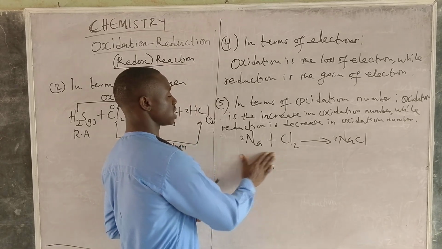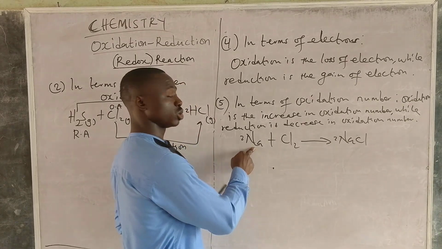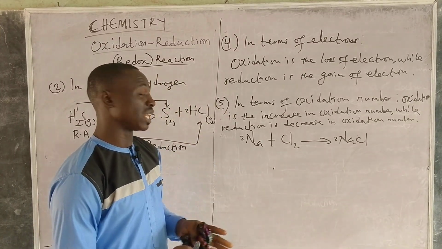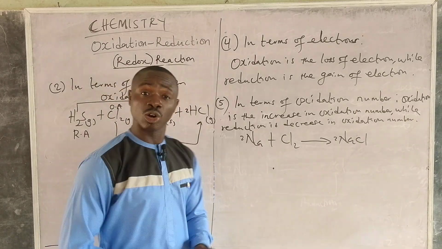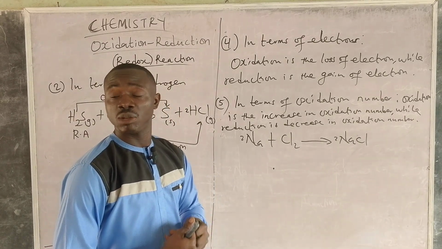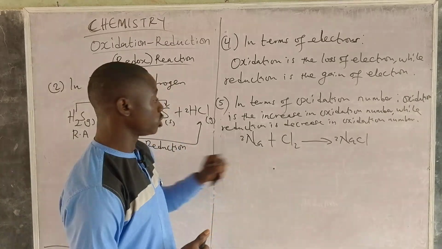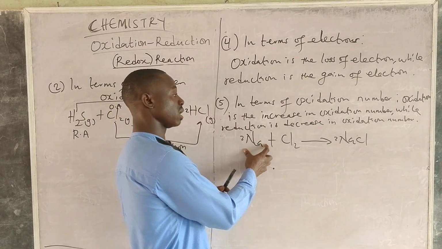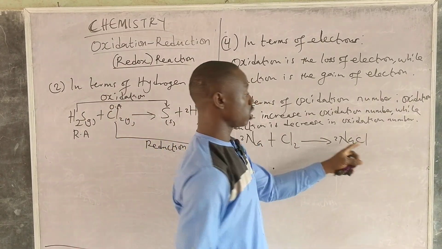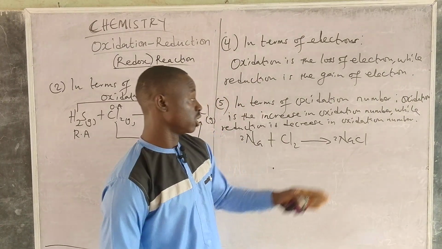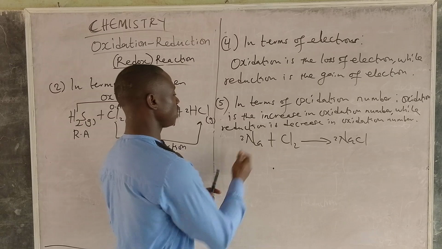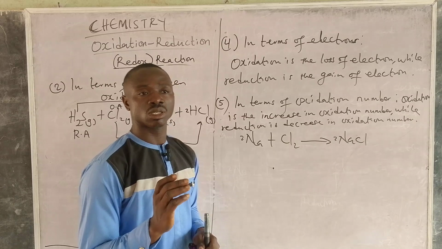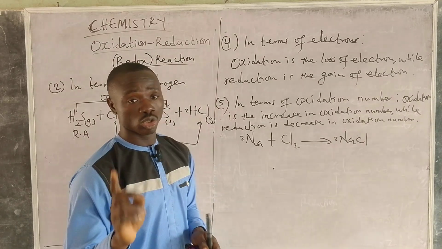Now, if you look at the left-hand side of the equation, you can see that sodium is alone, chlorine is alone. These two elements are alone. So whenever an element is alone, in the uncombined state, not joined together with any element, those elements are said to be in the ground state. So sodium and chlorine can be said to be in the ground state because they are not in a combined form. If you look at the right hand side, sodium and chlorine are combined together to give a compound called sodium chloride. So on the left hand side, sodium in the ground state, chlorine in the ground state, and anytime elements are in the ground state, their oxidation number is equal to 0.